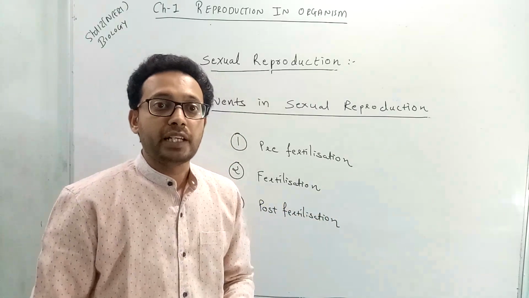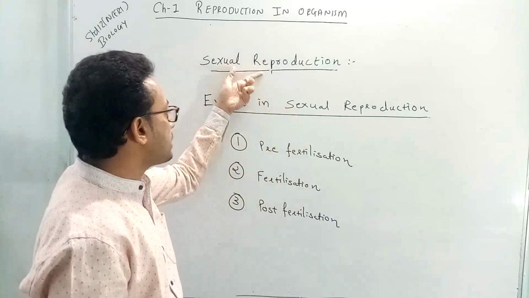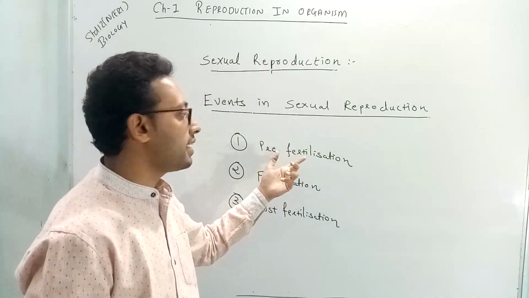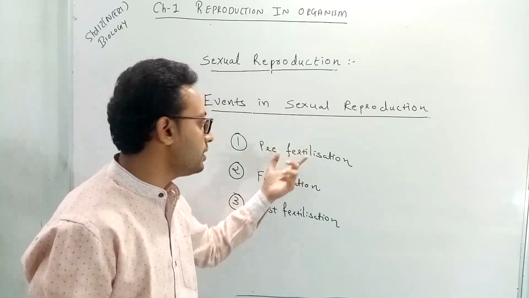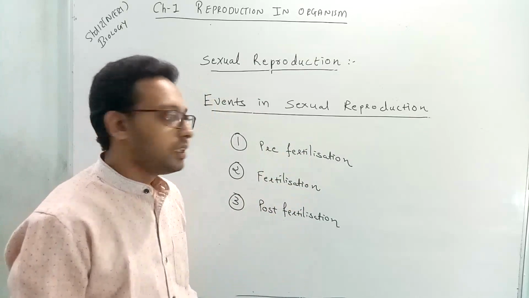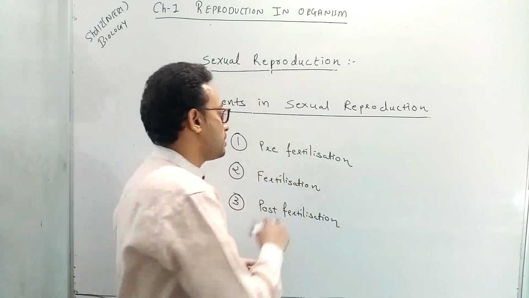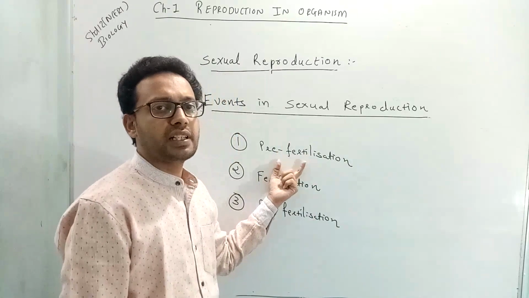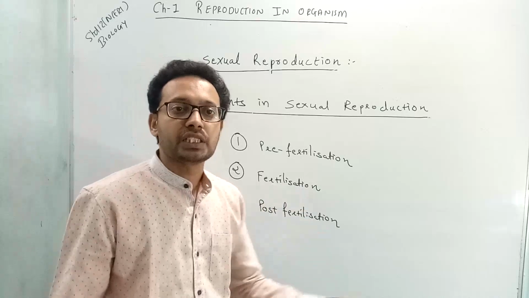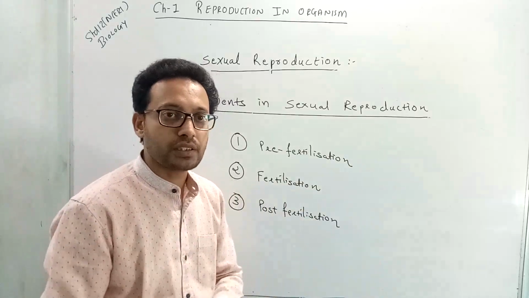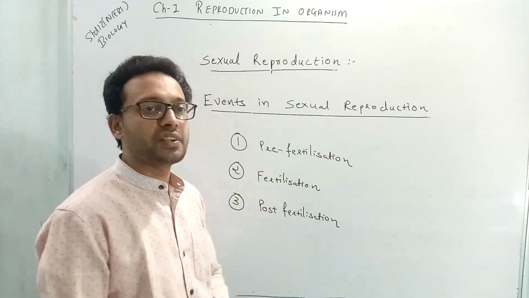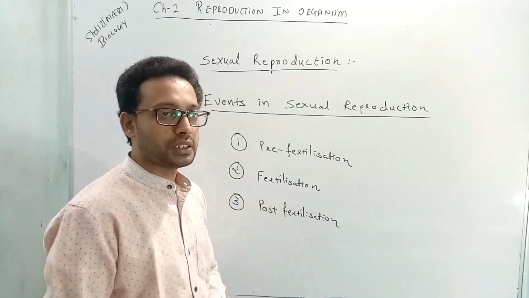Whatever the living organism may be, if it reproduces sexually, the events that occur during sexual reproduction are broadly categorized as pre-fertilization events, fertilization events, and post-fertilization events. So, what do you mean by pre-fertilization events? The name itself suggests pre-fertilization means the events which occur before fertilization. Fertilization means the fusion of gametes. This is called fertilization. And the last is post-fertilization, meaning the events which occur after fertilization come under post-fertilization.